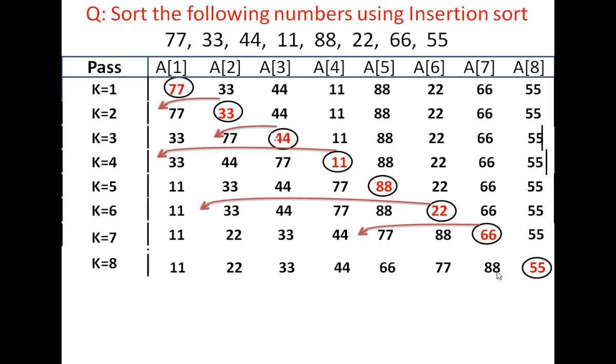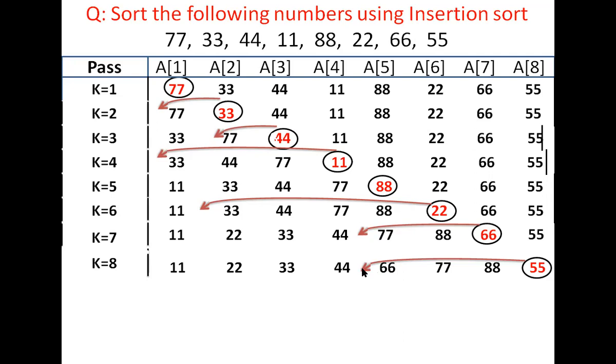So compare with 88: 55 less than 88? Yes. Then go to the previous element, 55 less than 77? Yes. Then go to the previous element, 55 less than 66? Yes. Then go to the previous element, 55 less than 44? No, stop. That means this is the place between 44 and 66 where 55 has to be inserted. So we identified the proper position of 55.